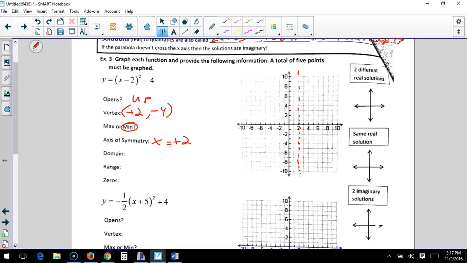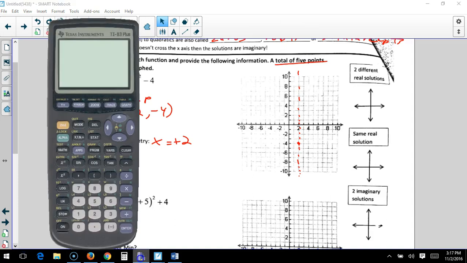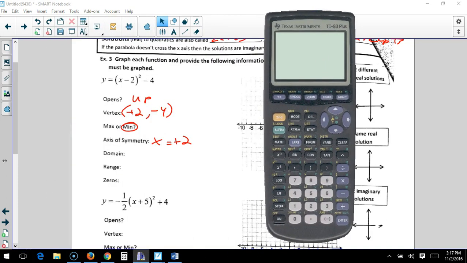So we have the point at 2, -4. Now notice it says total of 5 points. Let's make life easy again. Let's use our calculator. Okay? Take your graphing calculator, turn it on. Y equals, put in parentheses, x minus 2, parentheses, square it, -4, and graph. And then, let's look at the table.